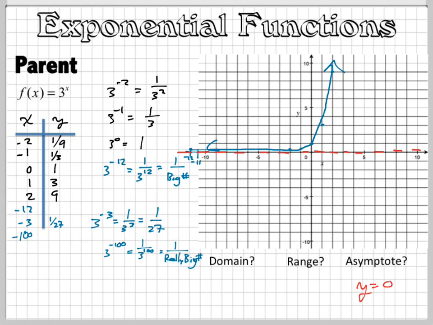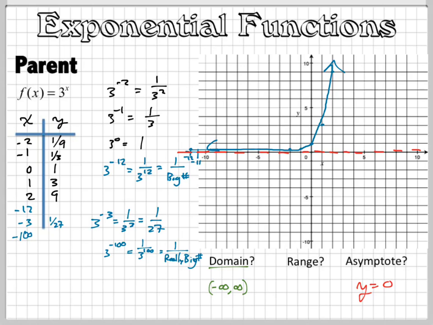Okay, what's my domain? Oh wait, I have a question. Asymptote is y equals 0. Yeah, when you ask for a domain, you got to remember, you're always asking, what can I plug into this function? And the answer is, you can plug in anything, any real number. So you do negative infinity to positive infinity.